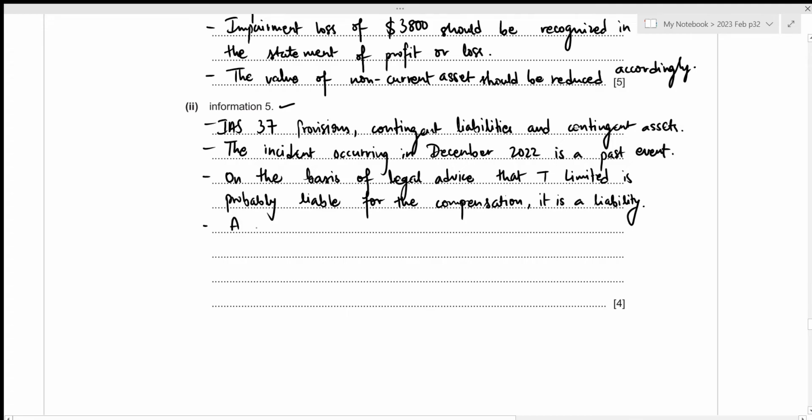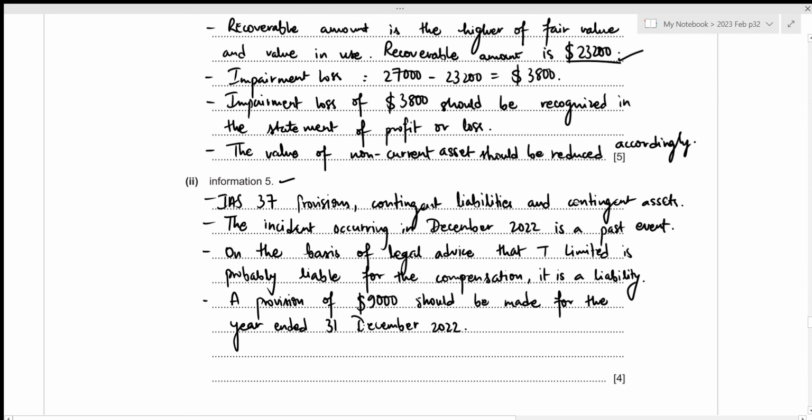A provision of 9,000 should be made for the year ended 31st December 2022. Okay. Now this concludes the first part of this question.